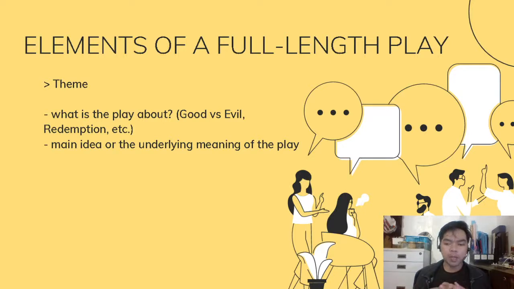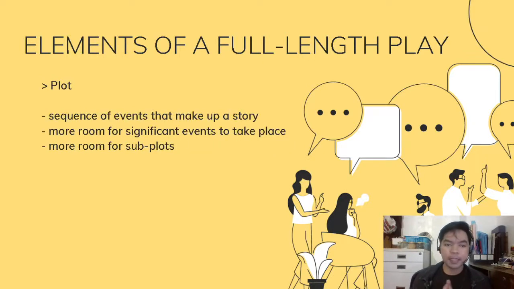So it can either be good versus evil, redemption, love, death. What else? There's actually a lot of themes out there. The sky is the limit, actually. So basically, a theme is the main idea or the underlying meaning of the play. Again, it answers the question, what is the play about? Next element is the plot.